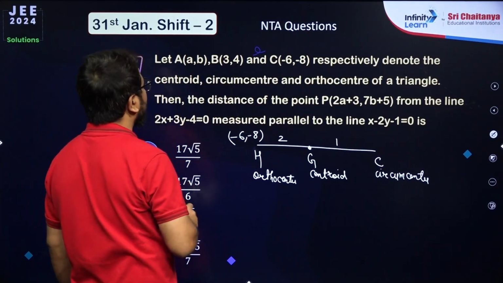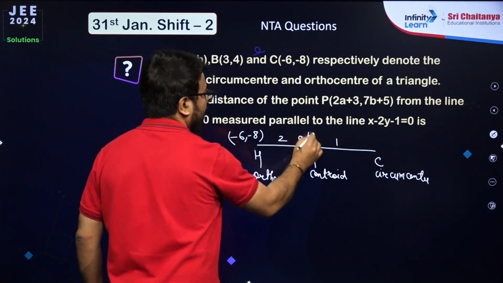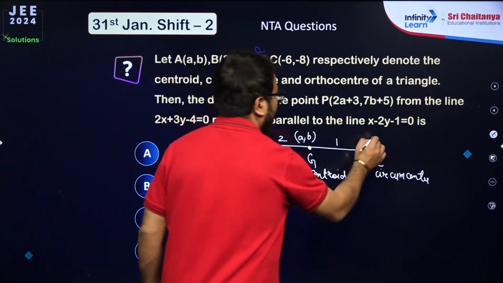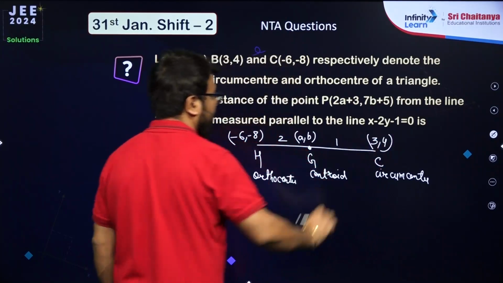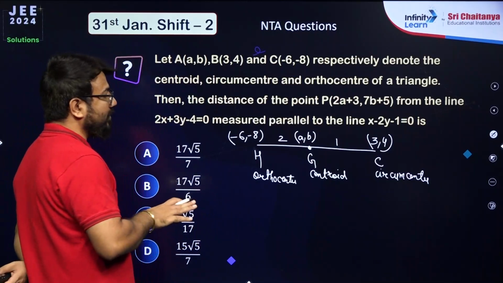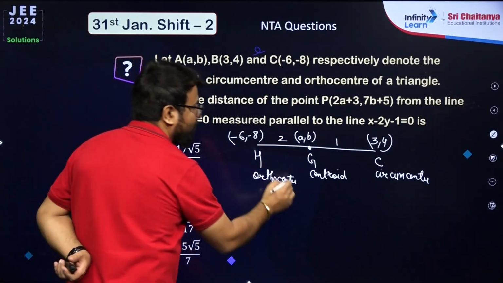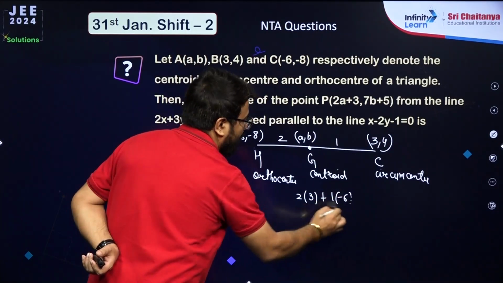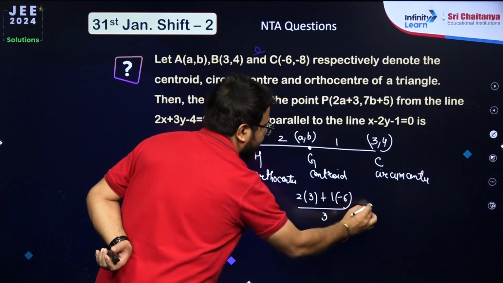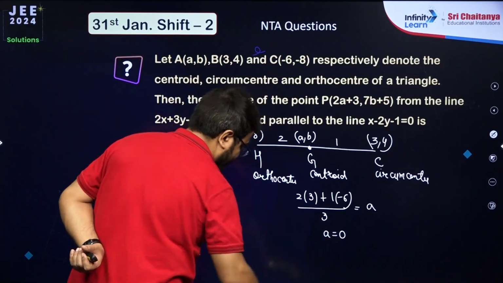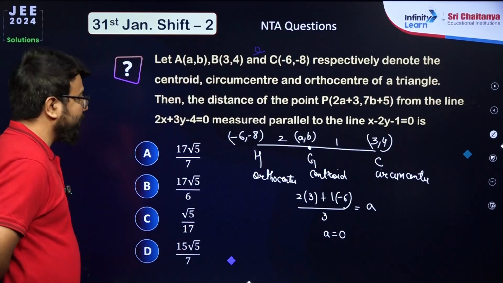Centroid is being given to you as A, B. And circumcenter they have given to you as 3, 4. I hope you understood this. With the help of the section formula, you will be able to write the coordinate of the centroid. So 2 into 3 plus 1 into -6 over 2 plus 1 will be A. So 6 minus 6, the A value will become 0 over here. Are you getting my point?